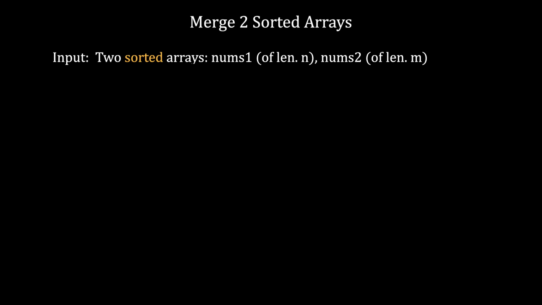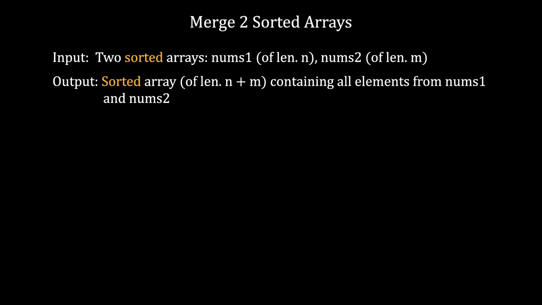Hello everyone and welcome to today's lesson of Algorithms 101, which is a fundamental yet very interesting problem called merge two sorted arrays. As the input, we are given two sorted arrays and we will name them nums1, which is of length n, and nums2, which is of length m, and we should return a sorted array of length n plus m containing all elements from nums1 and nums2.